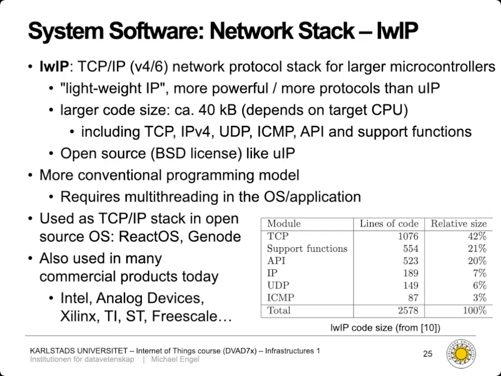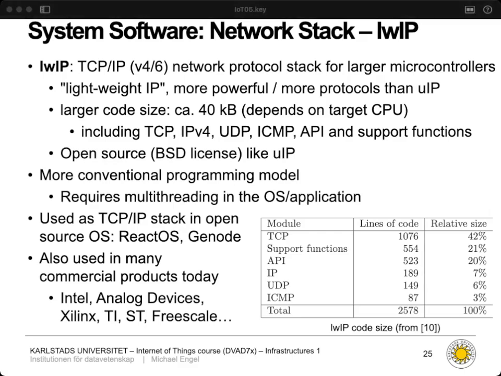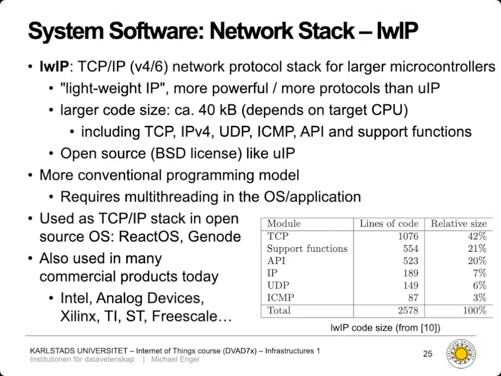A bit more complex TCP/IP stack with more features is LWIP. So as UIP, it also supports IPv4 and v6, but you can also have more protocols supported here. So LWIP comes with a bit of a larger code size. You need around 40 kilobytes, depending on the target CPU, but this already includes IPv4, TCP, UDP, and also additional protocols not available in UIP like ICMP, which is, for example, used to implement ping, some APIs and support functions.